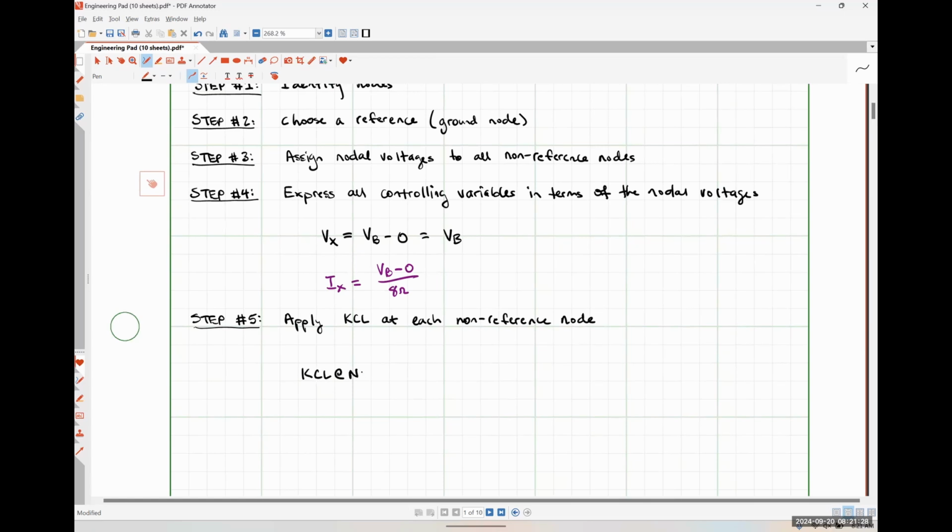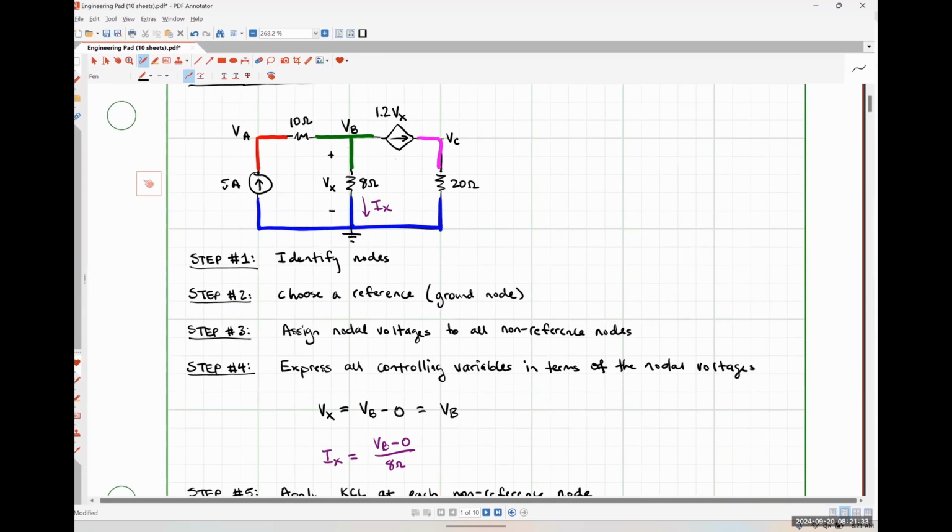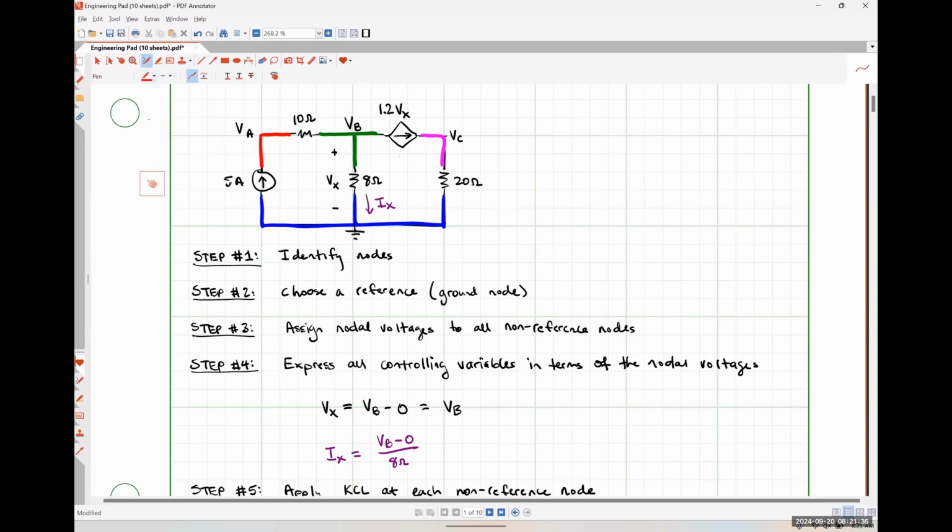KCL at node A. And what we're going to do is simply sum the currents that are leaving our node and add them together and set it equal to 0. I can see that there are 2 currents leaving node A. So I have the current provided by my current source. Notice that my 5 amps is up and the current that I'm interested in is in the opposite direction. So I'm going to start by saying I have negative 5 amps.